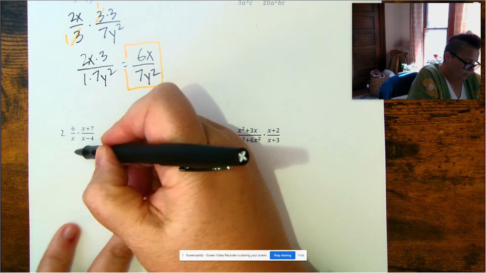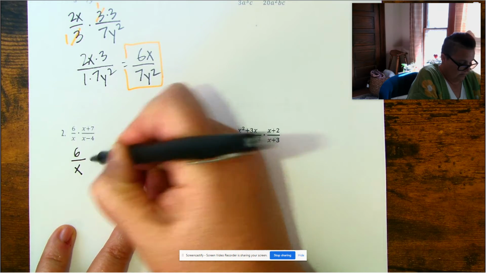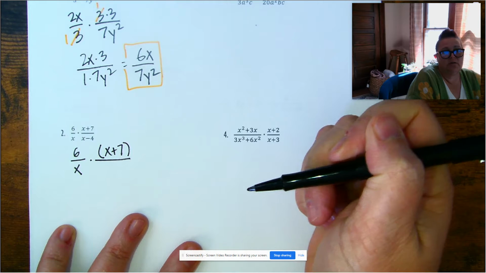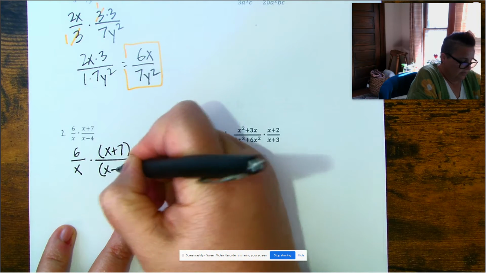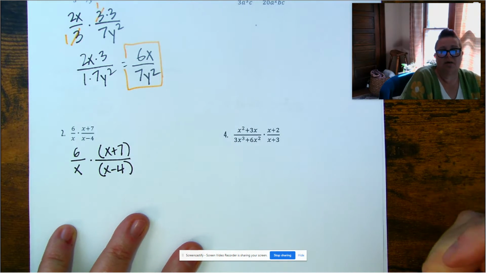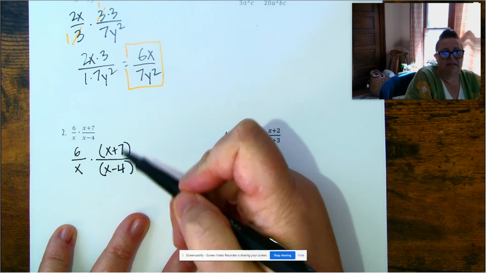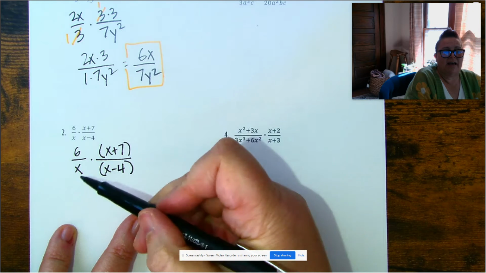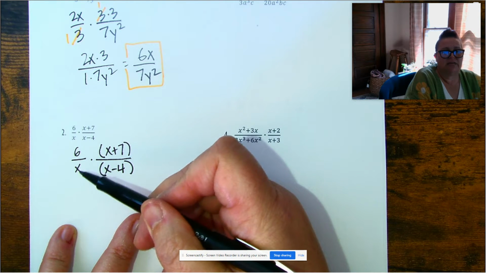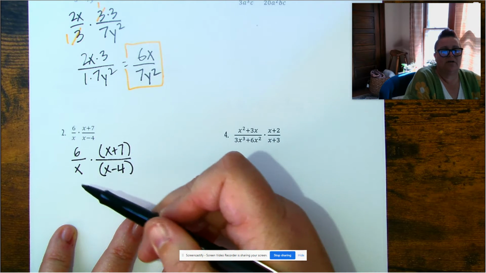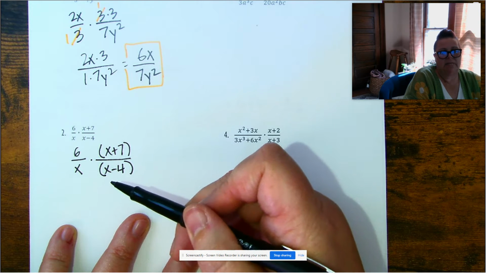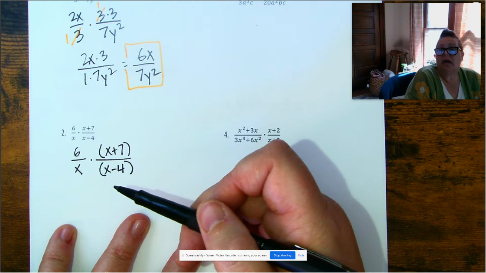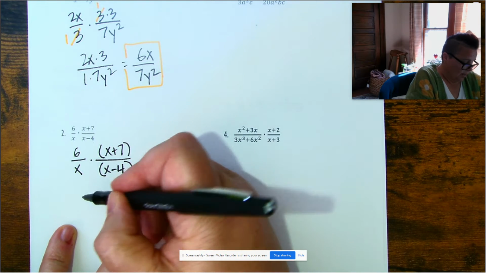That x plus 7 is one polynomial altogether. That x minus 4 is one polynomial altogether. I can't cancel anything here. That's all in a numerator and all in a denominator. In fact, I don't have any factors that cancel. There's nothing in the numerator that is exactly like what's in the denominator. So there's not going to be any canceling here. Sometimes that happens, and when that happens, you just go ahead and multiply.